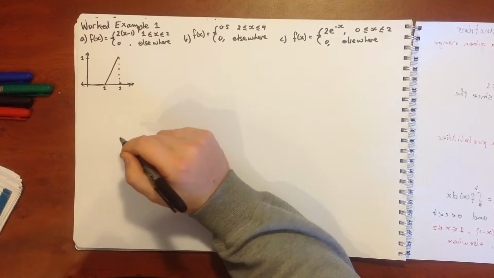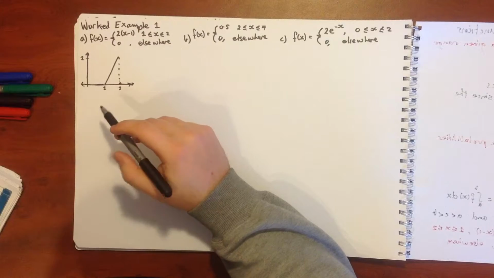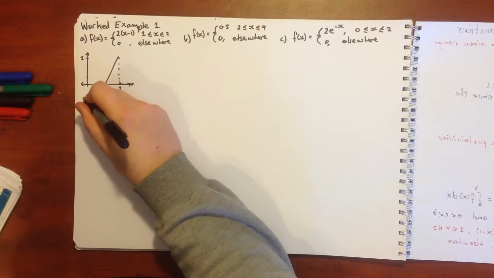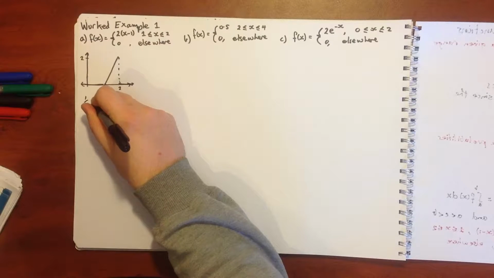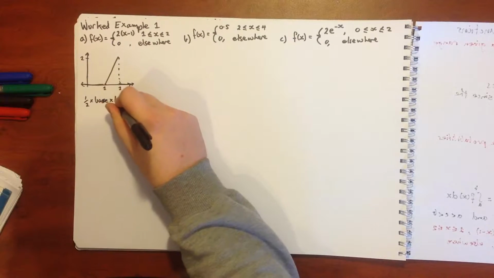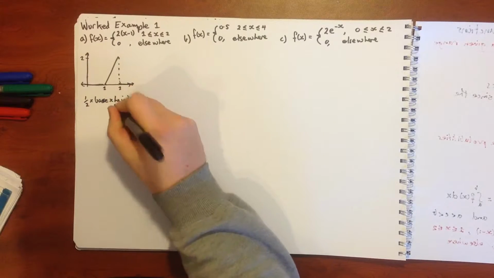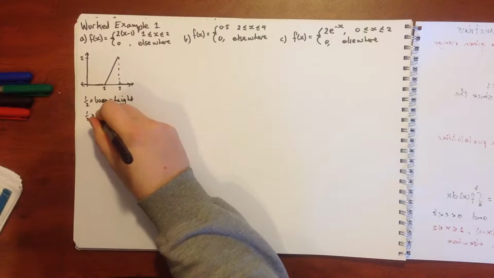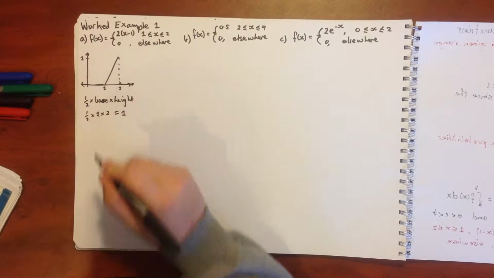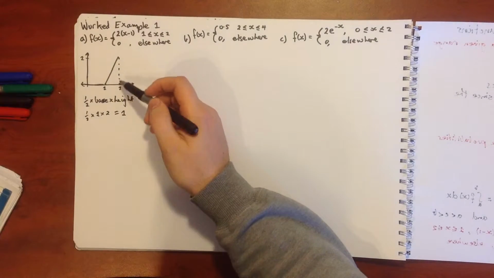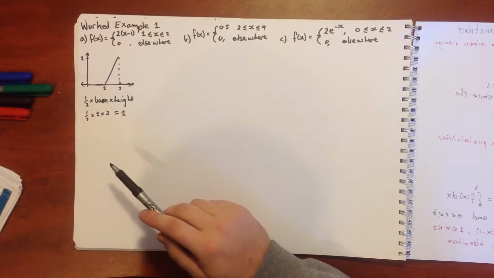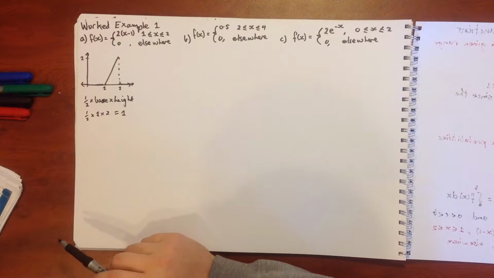We also need to see whether the area under it equals 1. Well, we could just think of it as a triangle, so a half times base times height. So we get our half times our 1 times 2, which equals 1. So it's always positive, and the area under it is equal to 1. So yes, this function f of x could be a probability density function.